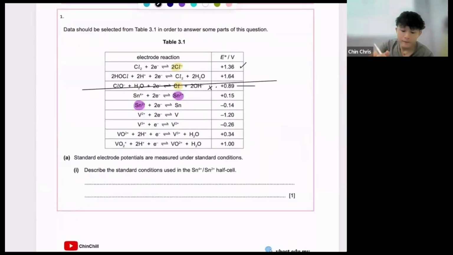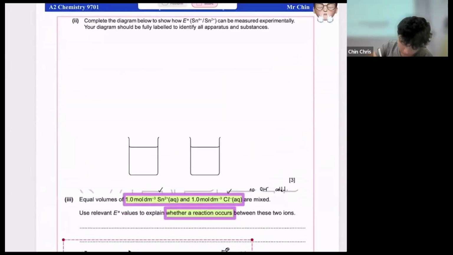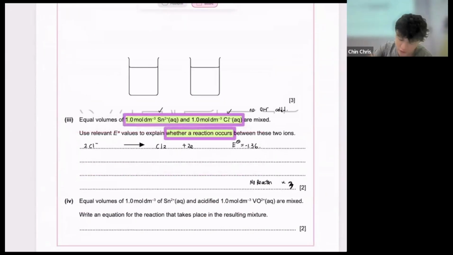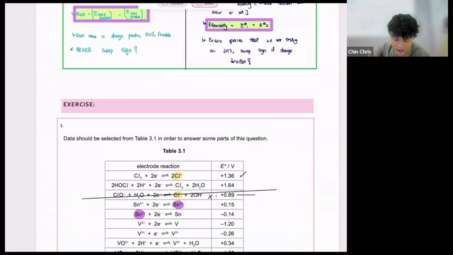Okay, so I know that this is the species that we are testing, and it must be on the left-hand side. Go and flip it. So it's going to turn into Cl minus turning into Cl2 plus 2e. The E naught value is negative 1.36, correct? First equation done. Okay, now I have Sn2+.